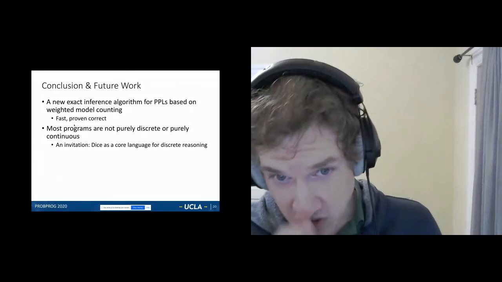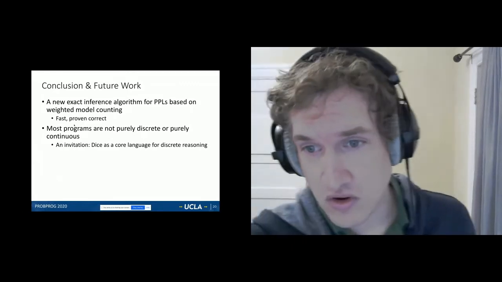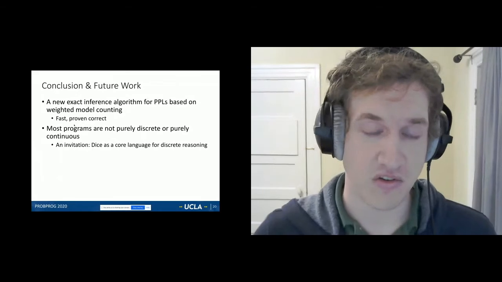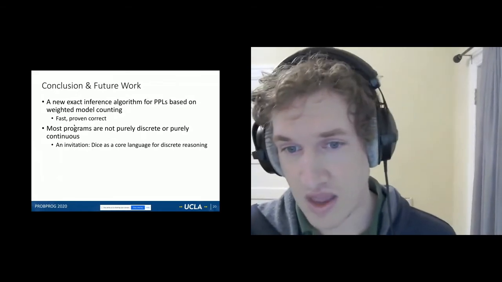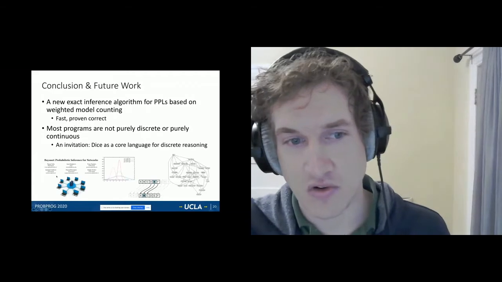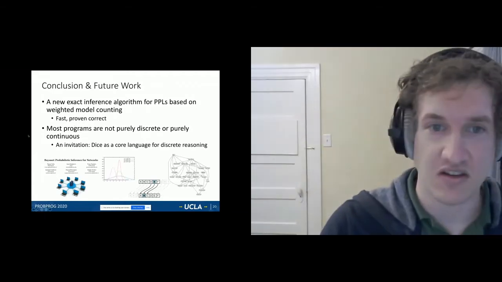So as an invitation, I think it would be really cool to think of DICE as a core language for discrete reasoning that you can maybe embed in other probabilistic programming languages to kind of get the best of both worlds. And that way we can maybe handle some of these examples like mixture models or probabilistic networks with continuous priors and things like this that DICE cannot currently handle.